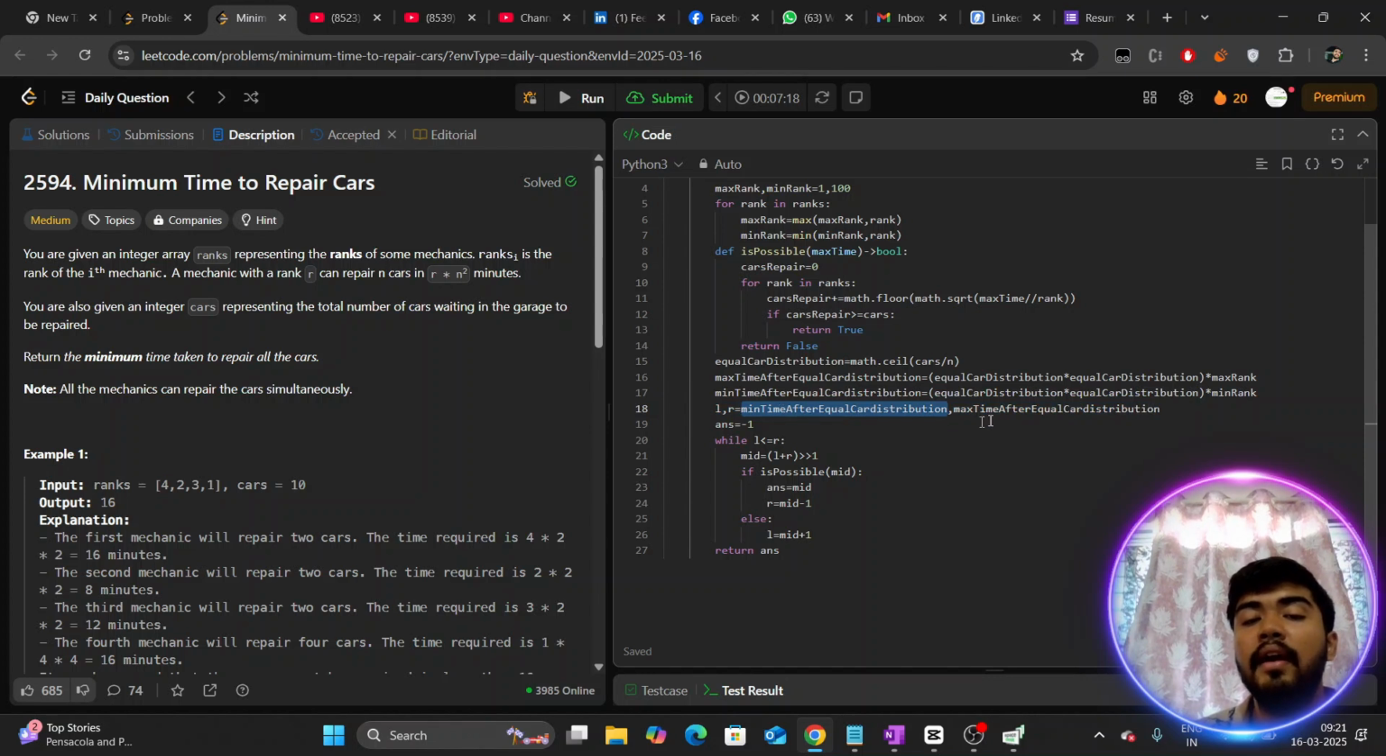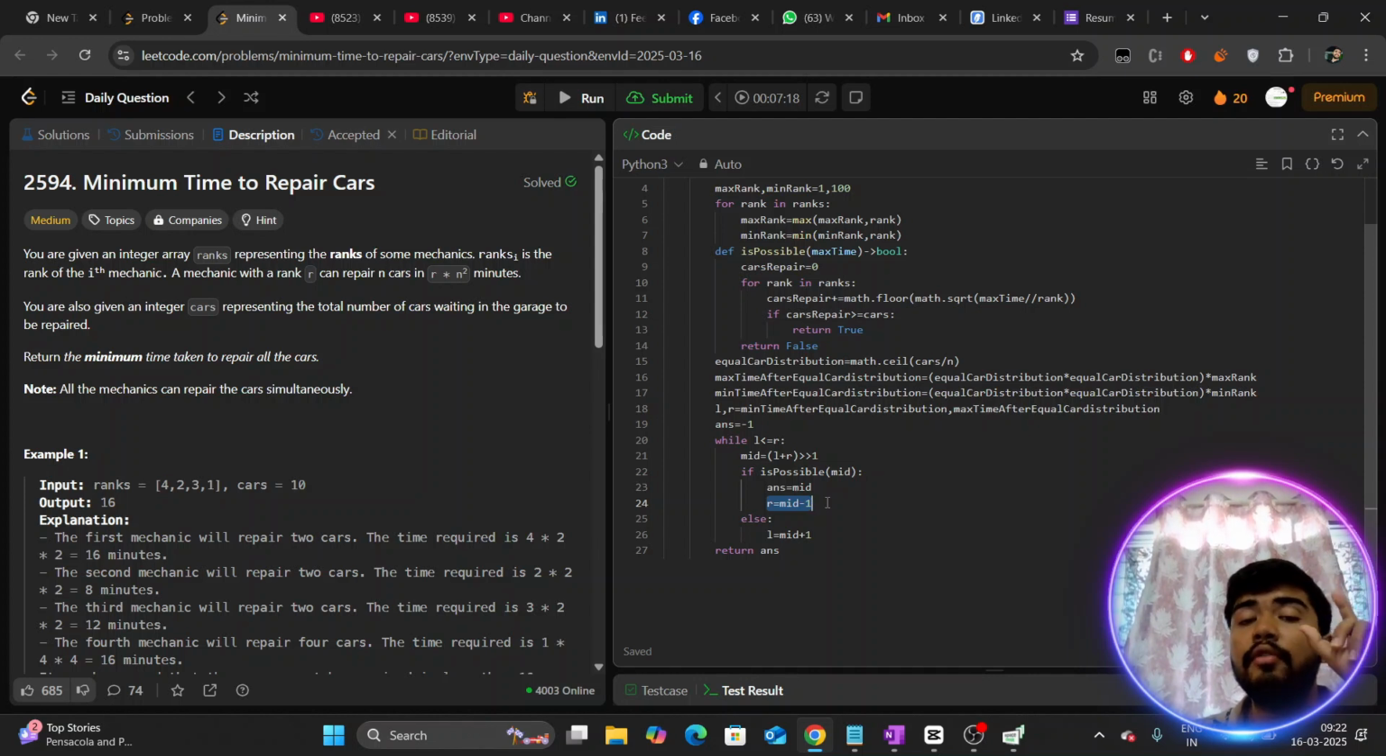Left should be min time and right should be max time. Answer is -1, and I am doing my standard template that we have been following for the last 3 to 4 videos. While left is less than or equal to right, I am setting mid to left plus right, right shift by 1. That is, in a binary search, a bitwise right shift by 1 is nothing but a division by 2, and we are calling is possible. And if it is possible, then we shrink the right to mid - 1.